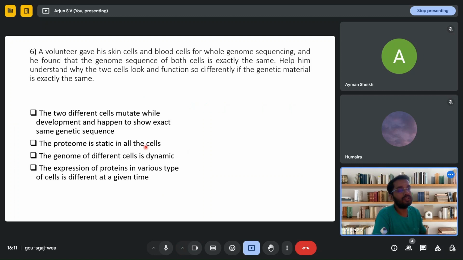So, sixth question. A volunteer gave his skin cells and blood cells for whole genome sequencing, and he found out that the genome sequence of both the cells is exactly the same. So, same volunteer, skin cells and blood cells, the genome is exactly the same. Help him understand why the two cells look and function so differently if the genetic material is exactly the same. So basically we are saying even though two cells have the same genome, why are the skin cells acting like skin and the blood cells acting like blood cells? Like why are they behaving differently?